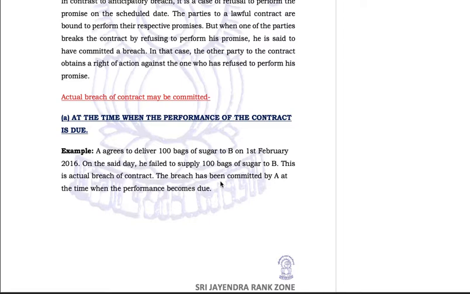Had it been a case of anticipated breach of contract, the breach would have happened before 1st of February 2016, maybe somewhere in December 15 or January 16. But when it happens on the same date, it becomes the actual breach of the contract.